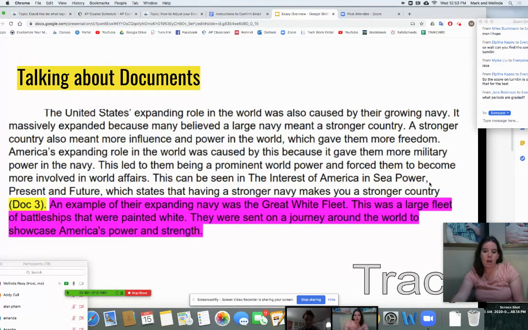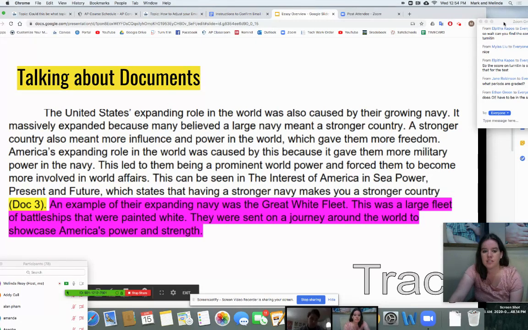So this is Tracy's example of one that would be good. Doc 3 was easily the most missed out of all the documents. A lot of people just incorrectly analyzed Doc 3. In Tracy's example, she talks about the Navy. She talks about the impact of a stronger Navy in becoming a world power. This led them to become a prominent world power and forced them to become more involved. And then she also has a really good piece of outside evidence. Outside evidence was highly missed. She says an example of their expanding Navy was the Great White Fleet. This was a large fleet of battleships that were painted white. And this is outside of the document, which would count.